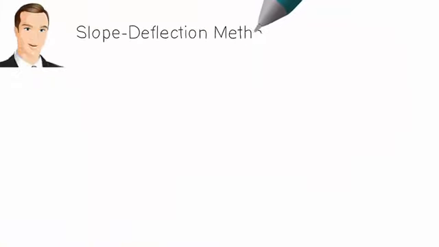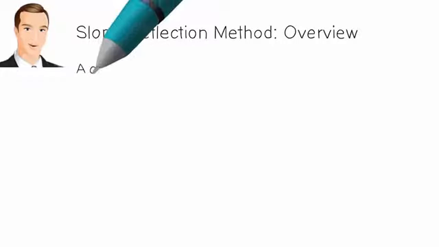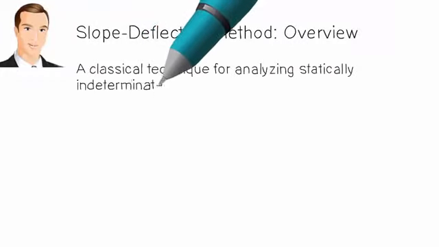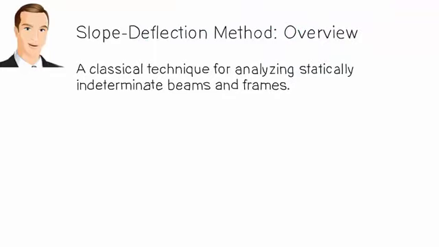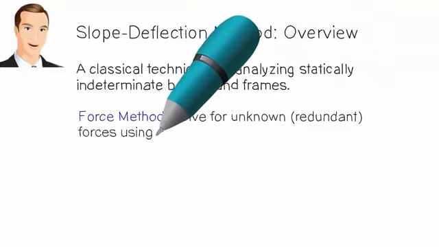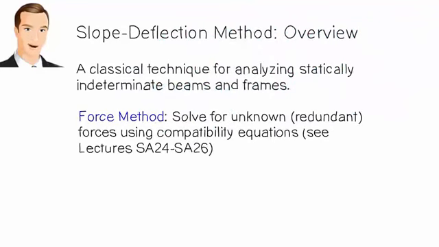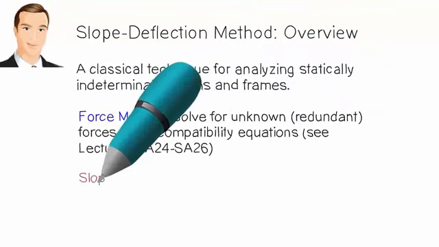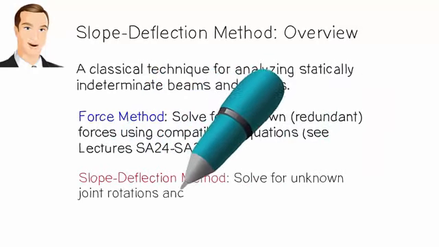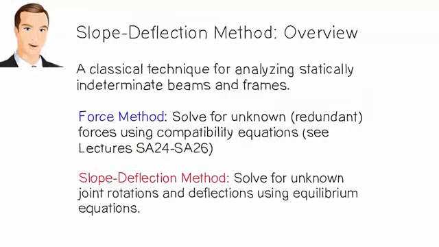This lecture provides an overview of the slope-deflection method for analyzing statically indeterminate beams and frames. Similar to the force method, the slope-deflection method is a classical structural analysis technique. The force method uses redundant forces as unknowns to be determined using a set of compatibility equations. In the slope-deflection method, as the name suggests, the unknowns are slopes and deflections at the joints of the structure to be calculated using a set of equilibrium equations.